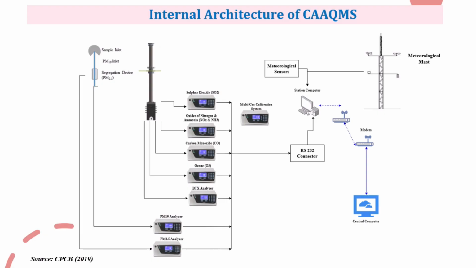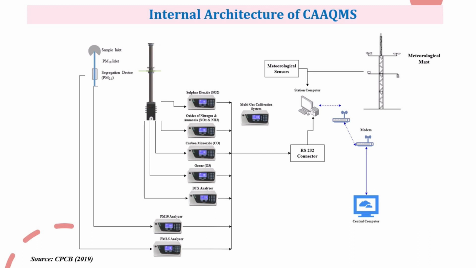Here's a schematic diagram of our air quality monitoring system. It starts with an air inlet where we collect ambient air. This air is then analyzed for different types of particulate matter like PM10 and PM2.5. We have various gas analyzers that measure pollutants such as sulfur dioxide, nitrogen oxides, ammonia, carbon monoxide, etc. To ensure accuracy, we also have a multi-gas calibration system in place.